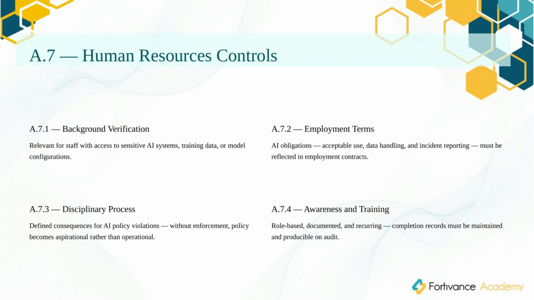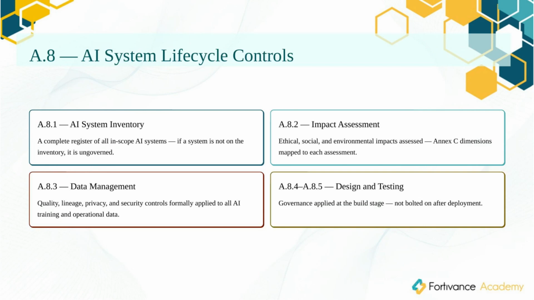A.7.4 covers awareness and training: role-based, documented, recurring, and evidenced. The audit evidence for A.7.4 includes your training curriculum, the attendance records, any competence assessments conducted, and the outcome of those assessments. A.8 is the largest and most complex control category in Annex A. 8 controls covering the full AI system lifecycle.